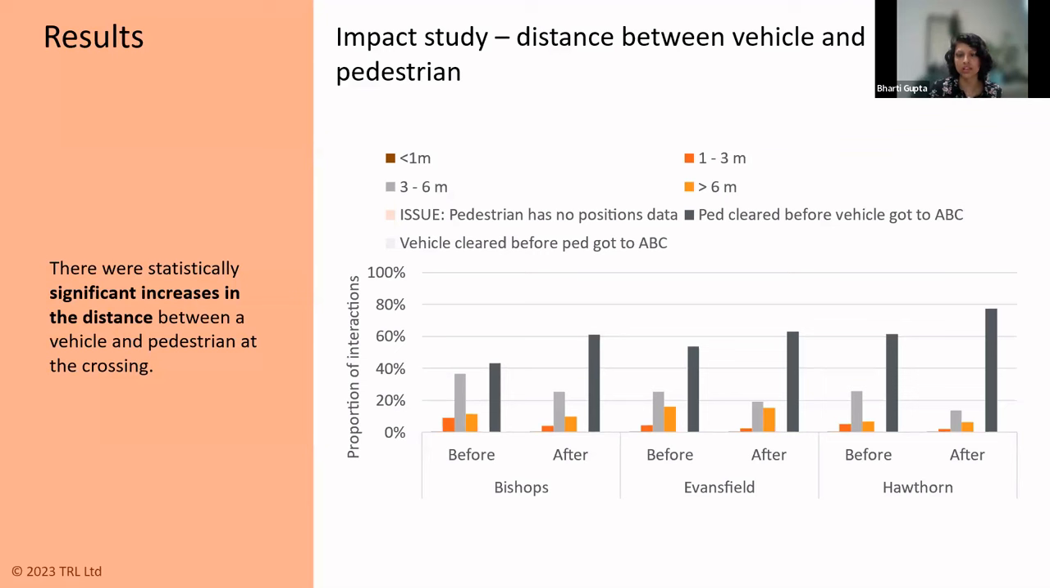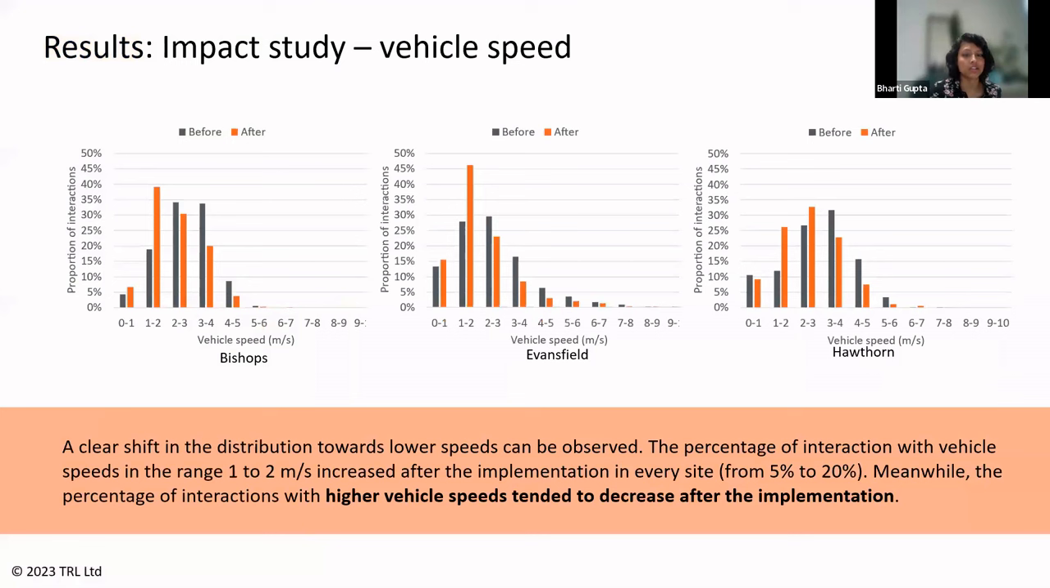And that, the number of pedestrians who cleared the crossing increased after the zebra crossing was installed. And this has implications for users' perception of safety as well. And then if you look at the next slide, you look at the vehicle speed as it approached the crossing.